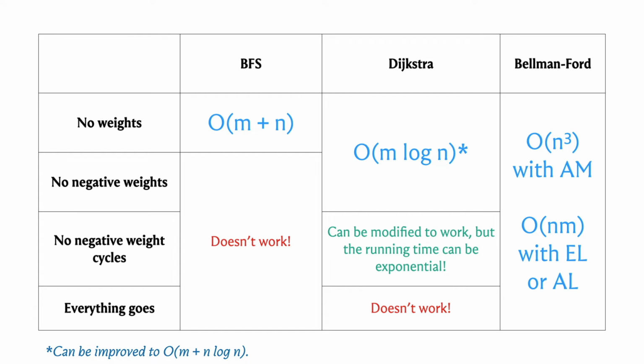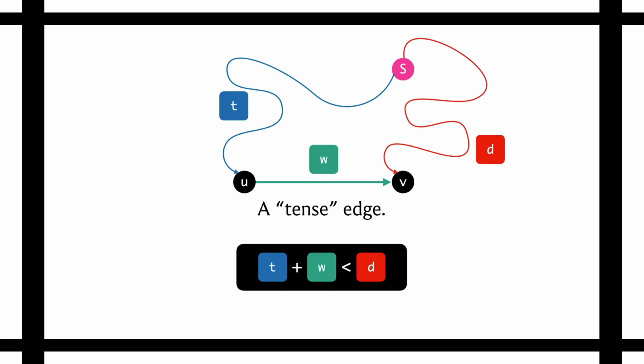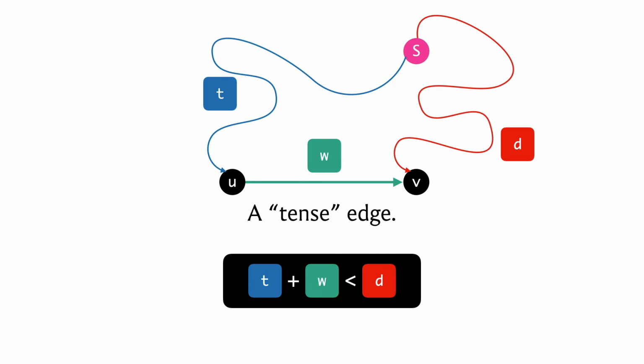Now, just like Dijkstra's algorithm, Bellman-Ford also works by relaxing tense edges in some sense for as long as it can. And before we get to a more explicit description of what the Bellman-Ford algorithm does, let's just quickly recap the notion of a tense edge and what it means to relax one. So an edge from U to V with weight W is said to be tense if the following inequality holds. T plus W is less than D, where T and D are our current understanding of the distances of the vertices U and V respectively from the source.